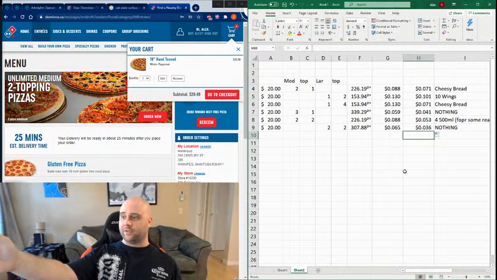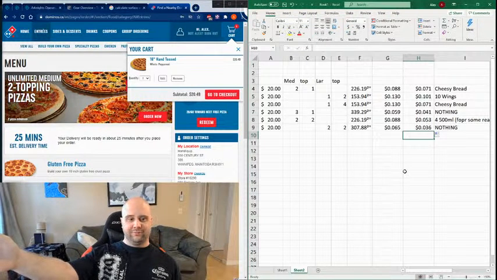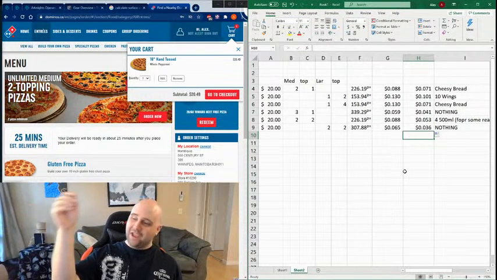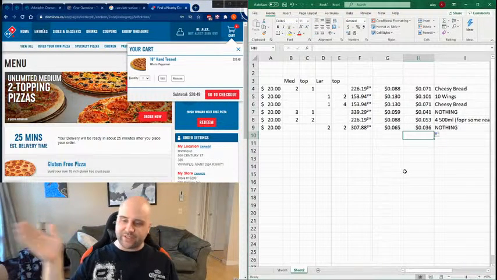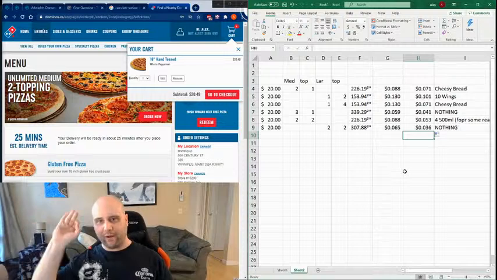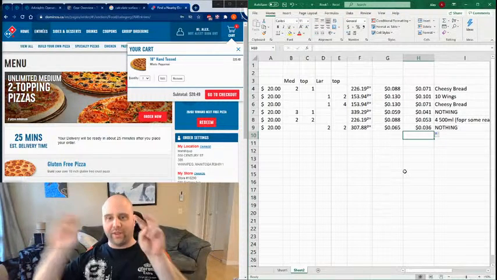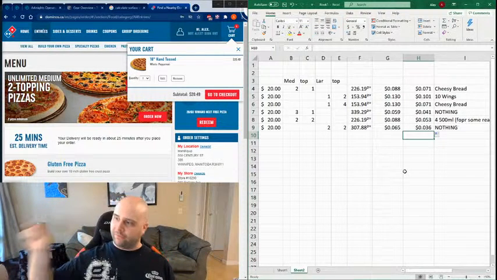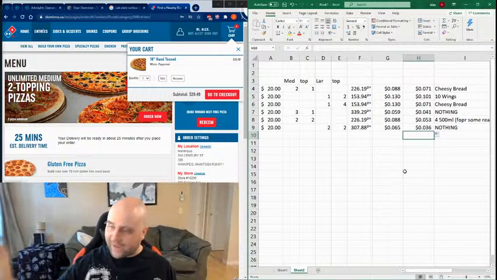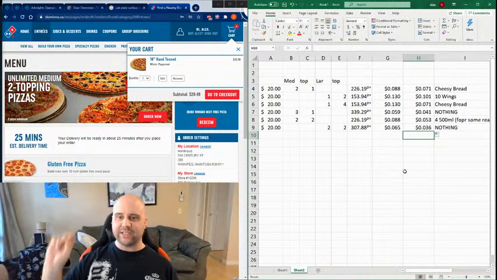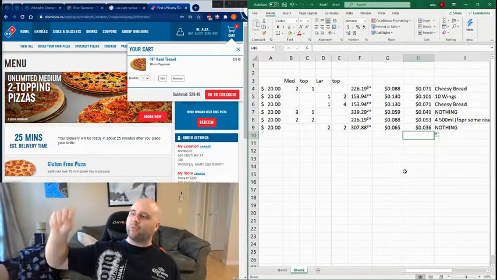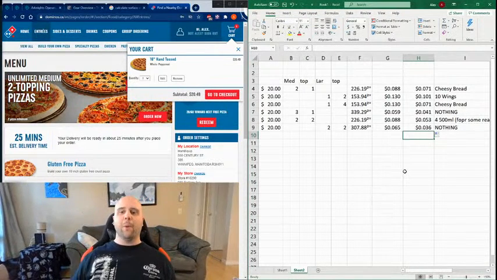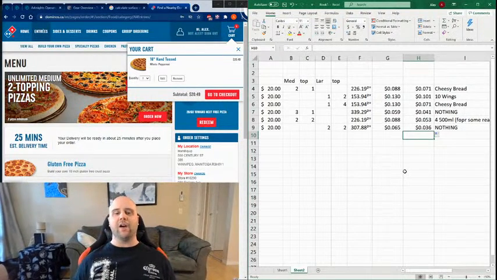For $20, you can get 307.88 square inches of pizza with 2 toppings. The base value of the surface area is 65 inches, but when you include the toppings, you are paying 3.6 cents per square inch of delicious.